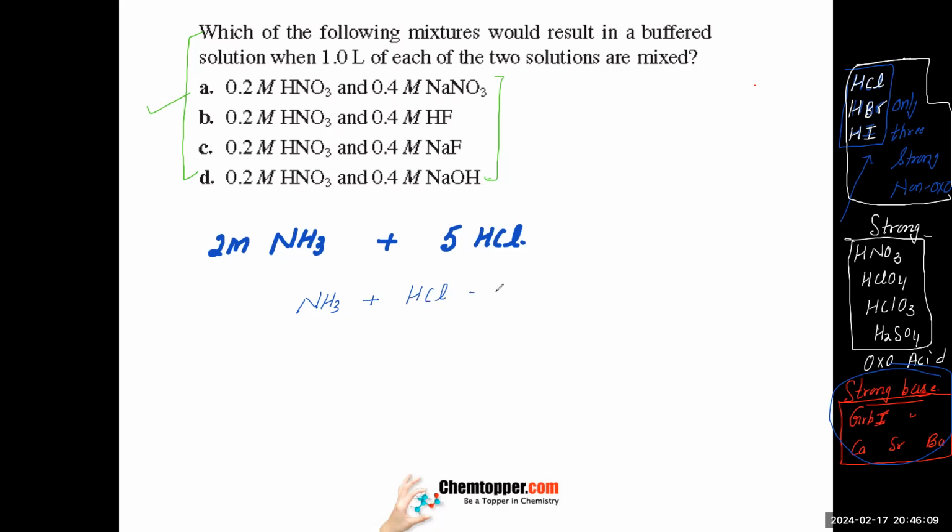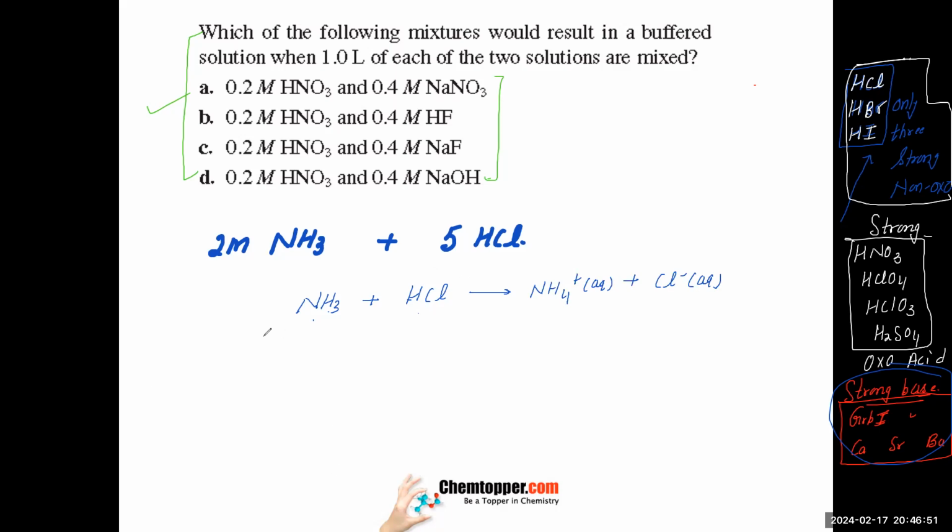I will check the reaction. Who is going to complete it? Base takes a proton. What's the product? This base will take this proton and it becomes ammonium chloride, aqueous. You can write it like this, the way Azuni is writing.